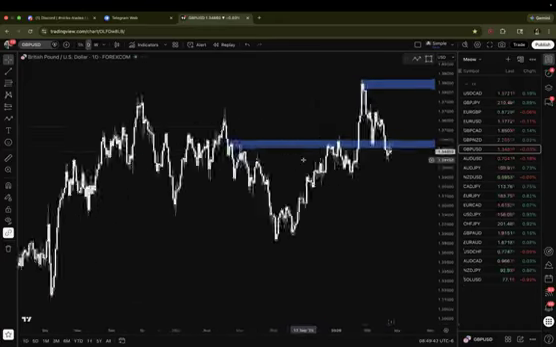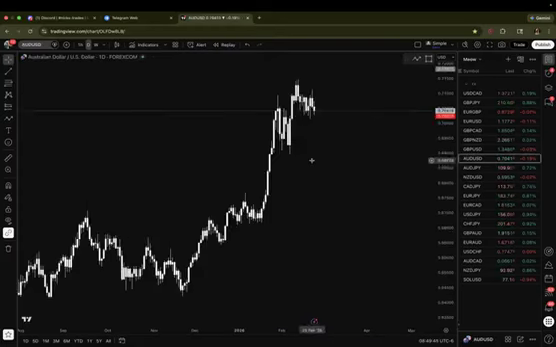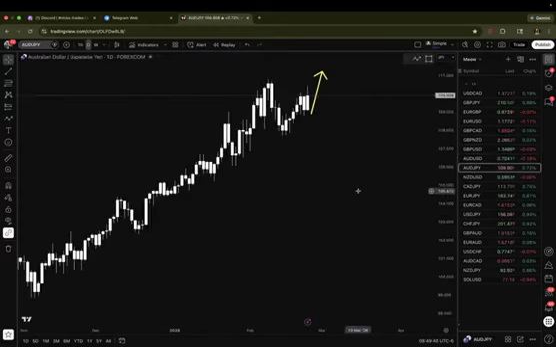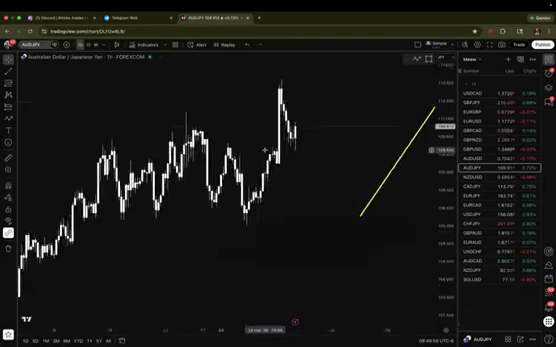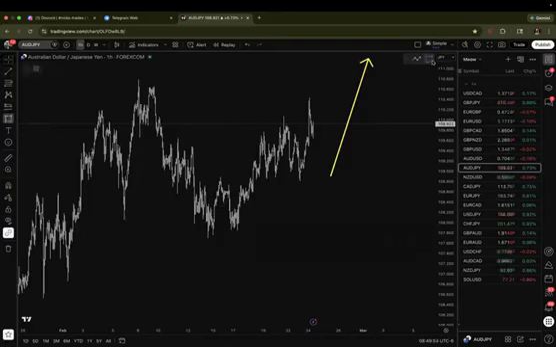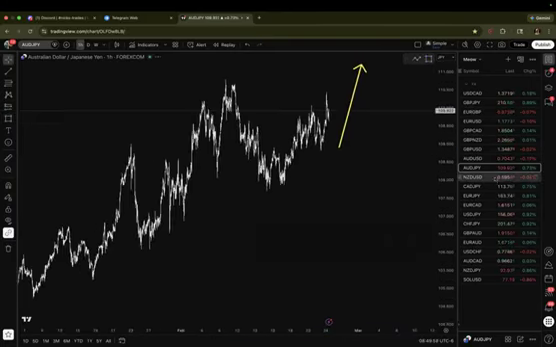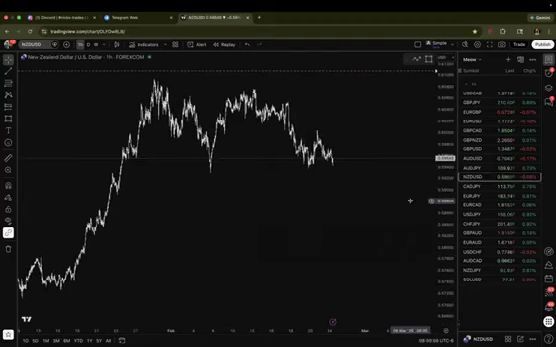GBP USD looks decent for a drop. GBP USD can drop. AUD nothing. AJ, still think she'll go up, but I don't know. I don't have an entry here. I don't want to enter off these highs. Kind of a little bit sloppy, a little bit too much of a micro zone.